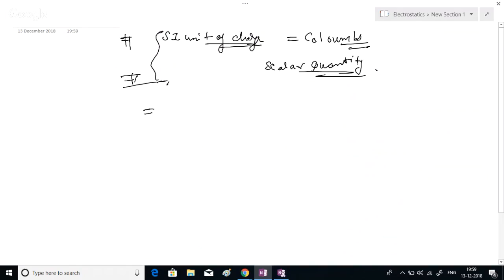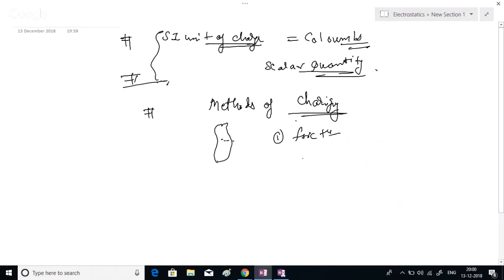Next, one more property is that only repulsion is the true test of electrification. Suppose you are charging two bodies, and you want to charge this body. So there are certain methods of charging. Do you know what the methods of charging are? Yes, sir. Friction. We can charge by friction, by conduction, and also by induction.